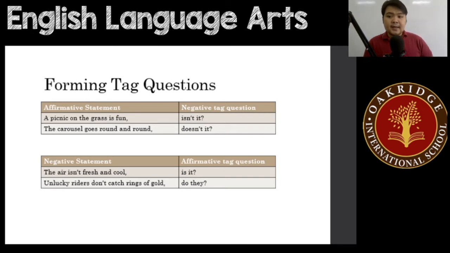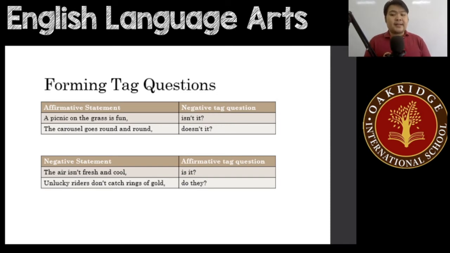Next, the carousel goes round and round. That's your affirmative statement. Your negative tag question would be, doesn't it? Here again, we have this format wherein the affirmative, the carousel goes round and round, and then your negative tag question is, doesn't it? So therefore, you're asking the person to agree with you. You're trying to convince a person to agree with you that the carousel goes round and round.